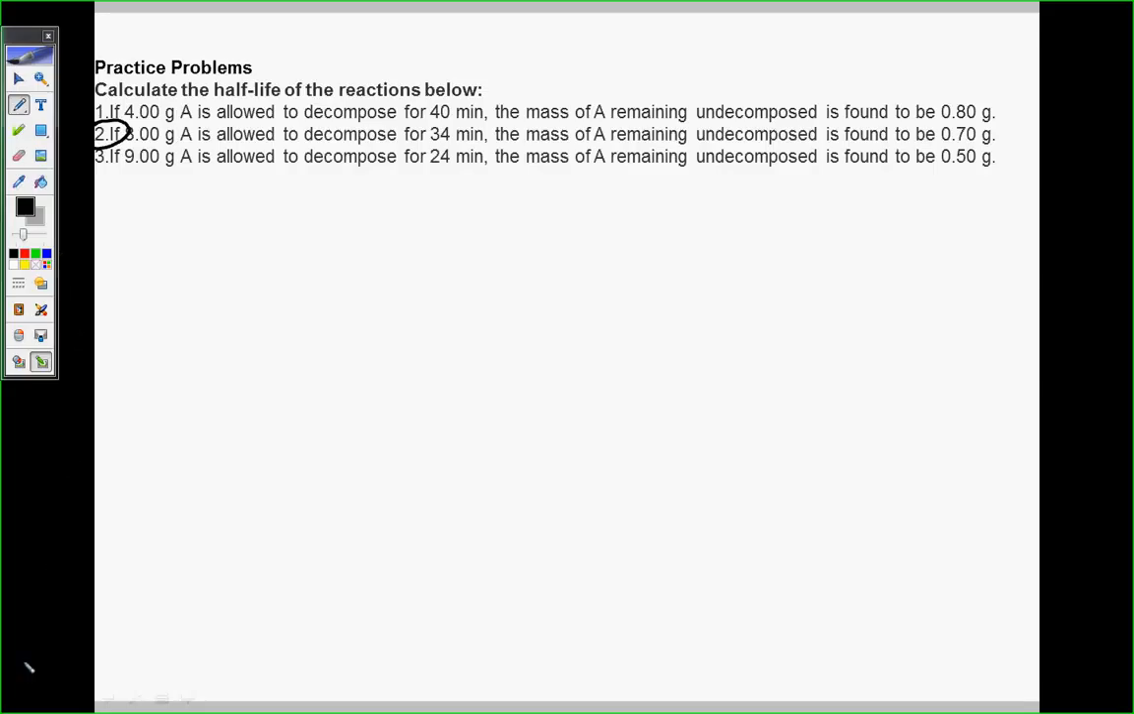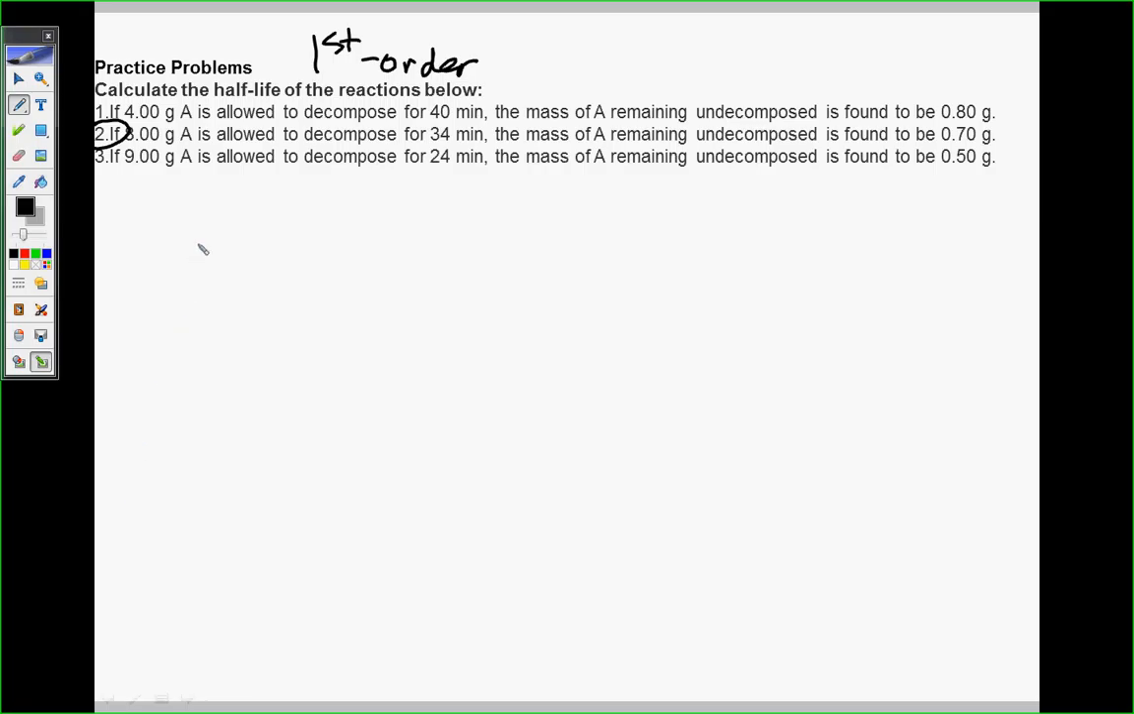If 8 grams of A is allowed to decompose for 34 minutes, the mass of A undecomposed is found to be 0.70. Remember, we're dealing with strictly first order right now. That's where we are in the PowerPoint. So these are all first order reactions. The first thing we need to do is follow along and write it down, because I added problems so you can be successful. We know it's first order.